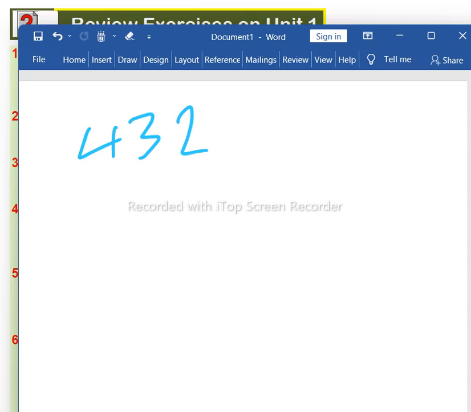And for 4, we say that if the last two digits of a number are divisible by 4, then the number is divisible by 4. If you take 432, 32 is divisible by 4. The last two digits of this number are 32. 32 is divisible by 4, so 432 is divisible by 4. We can say it like this.